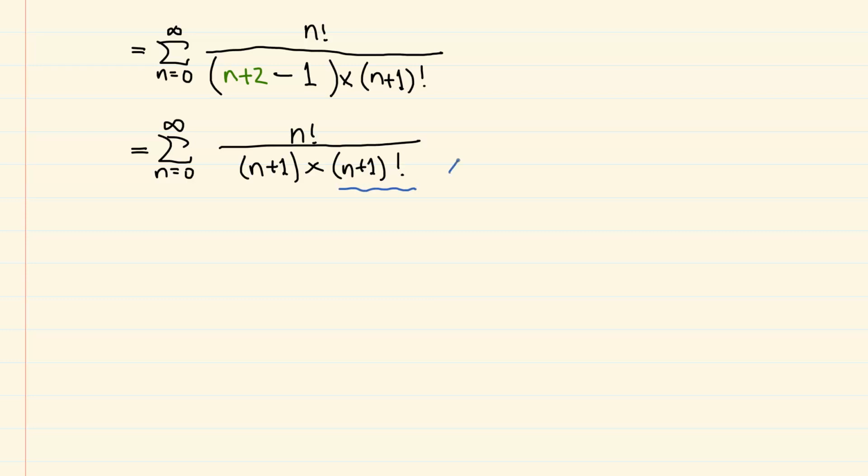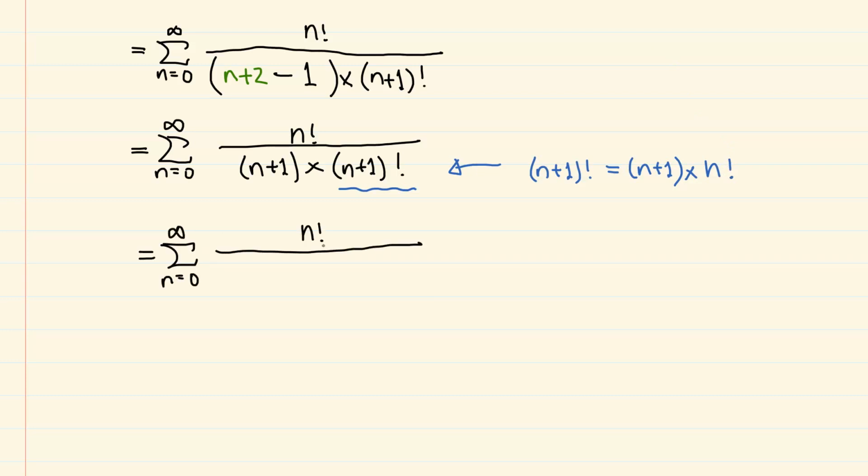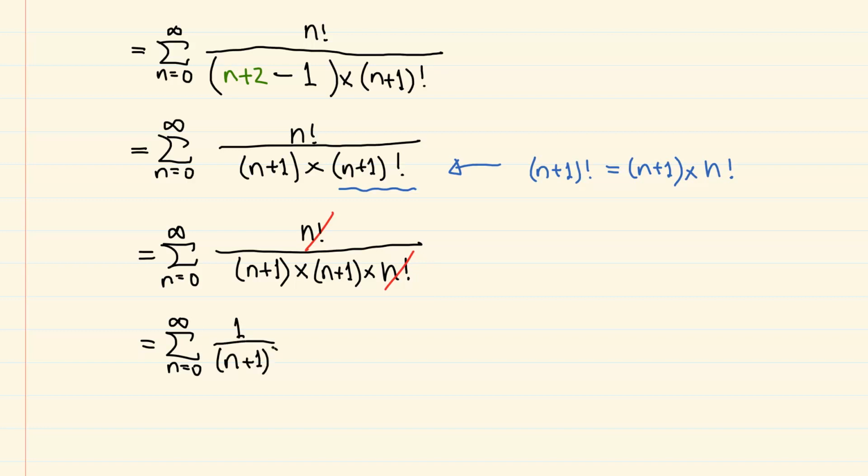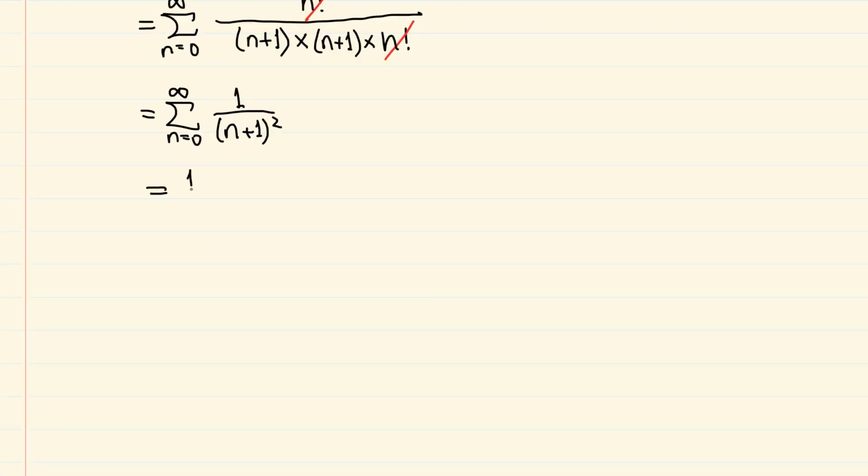Again, this (n plus 1) factorial is (n plus 1) times n factorial. So we write (n plus 1) times n factorial here. So n factorial cancels out, and we have sigma 1 over (n plus 1) squared, which is 1 over 1 squared plus 1 over 2 squared plus 1 over 3 squared, the sum of reciprocals of squares.